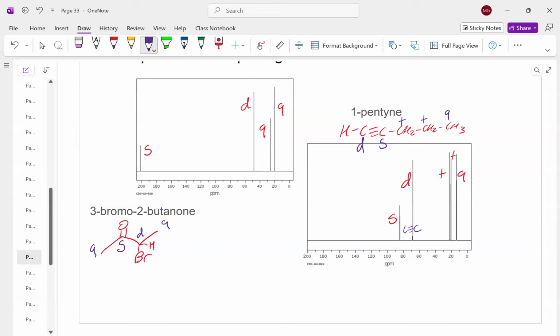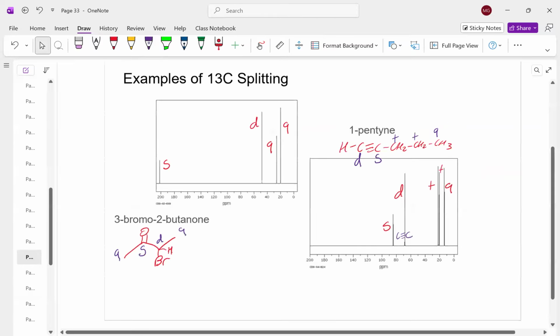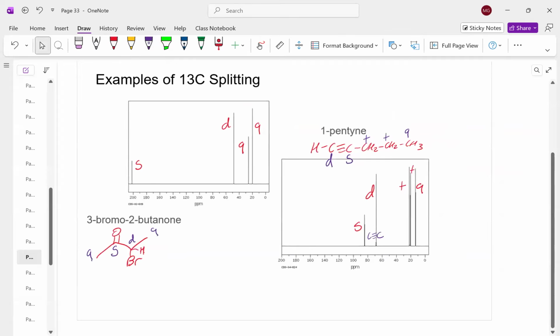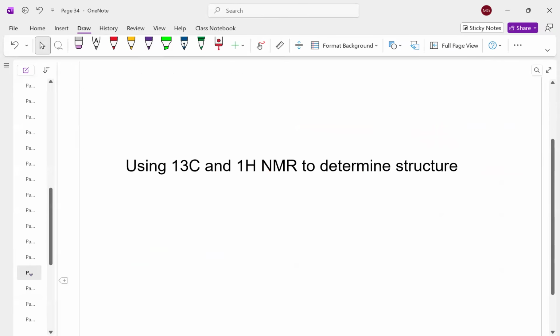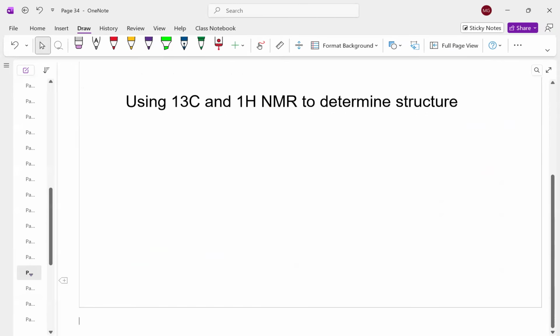Now, you might not always see splitting for carbon NMR. If it's supposed to be there, I'll give it to you. If it's not, then don't worry about having to interpret it. But that's going to conclude the required notes that you're going to have to take. I am going to record another video. It'll be rather long because I'm going to do a bunch of examples where we're using multiple types of spectra to predict or determine the structure of some unknown compound.